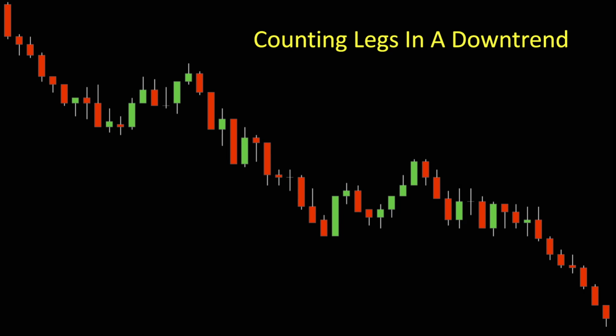So looking at our chart here, we saw the first two-legged pullback, which continued into a downtrend. Then we found a second two-legged pullback. I hope this helps in learning how to count legs in a downtrend.